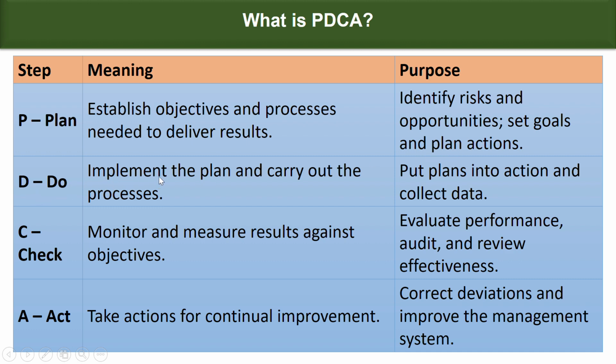Set goals and plan actions. Do. The do part: implement the plans and carry out the processes. Then the purpose: put plans into action and collect data. The C part: monitor and measure results against objectives. We have our objectives and targets, and we monitor that we are in line with them. So the purpose is to evaluate performance, audit and review effectiveness. Then A is for act: take action for continued improvement, correct deviations and improve the management system.